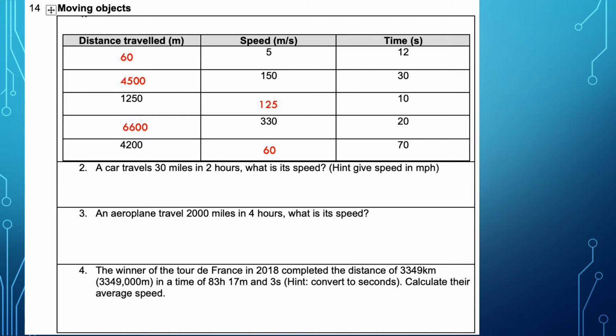All right, so numbers 2, 3, and 4 on that page. Numbers 2 and 3 are pretty straightforward. Just be mindful that you are working in miles per hour, not meters per second. Whereas number 4 is a little bit more complicated. So I would like you to pause the video, go ahead and answer 2 and 3. Try and answer 4 if you can, because I'm going to go over 2 and 3 and then I'm going to go straight into 4 right away. So go ahead and pause the video.